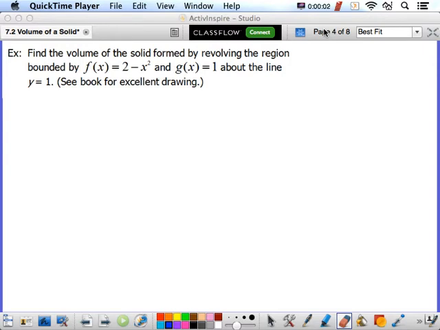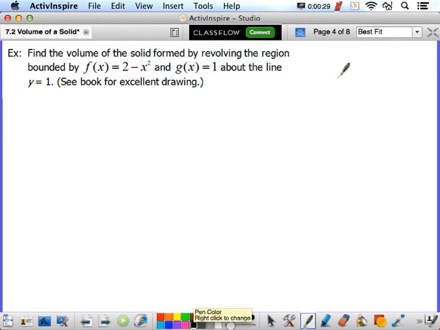So for the next example of the disk method, we're going to find the volume of the solid formed by revolving the region bounded by f of x equals 2 minus x squared, which is a downward parabola, and g of x equals 1, which is a horizontal line, about the line y equals 1. And there's really a great drawing in your book. If you want to look at that, it's on page 458. But we're going to just sketch it over here so we can get an idea for what this is telling us to do.